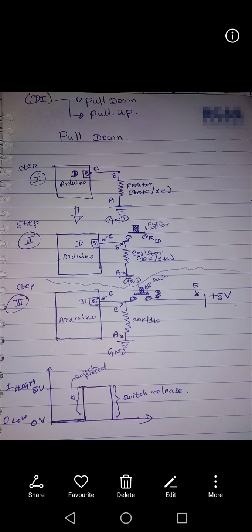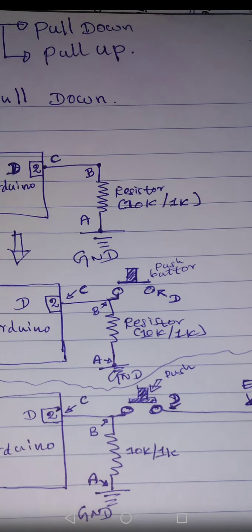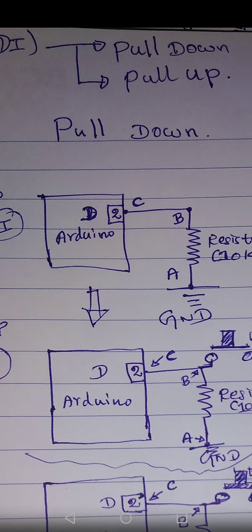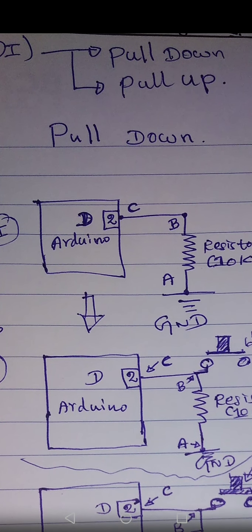Everyone, in the last video we studied why we have to give a default state to a digital pin, for a digital pin to get a digital input. We also came to know that there are two ways to give a default digital state to a particular pin and to give a digital input after that. Those two ways are called the pull up and pull down methods. You can see here the two arrows, pull down and pull up methods.